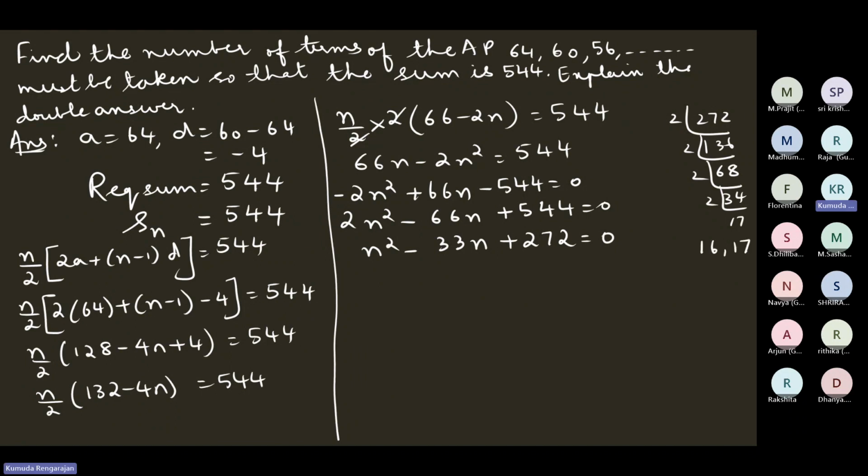So looks like 16 and 17 are the factors. So n squared minus 16n minus 17n plus 272 is equal to 0. Please complete this, children. I'll just get back.